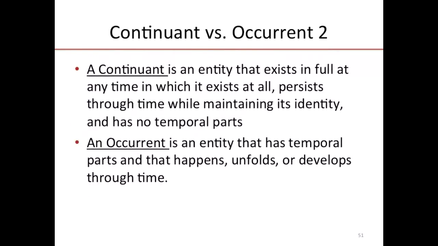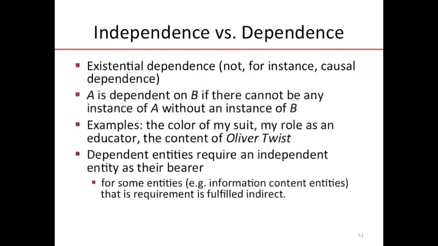So these are definitions. Continuants are entities that exist in full at any time at which they exist. They persist throughout time while maintaining their identity, and they don't have temporal parts. Occurrents are entities that have temporal parts, like the movement of my hand. This movement has a temporal part that is this, a temporal part that's this, and a temporal part that's this. The people remotely could not see that, and I'm sorry for that. I was just waving my hand and showing how the waving of my hand has different parts which occur at different times during the waving process.